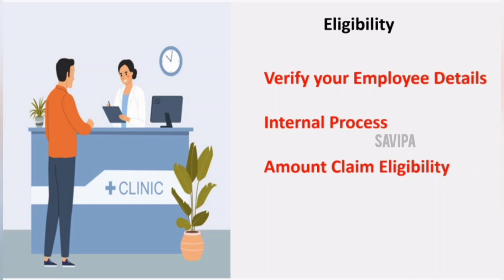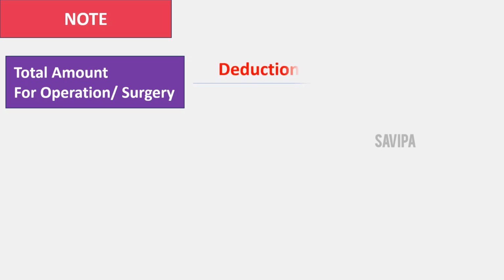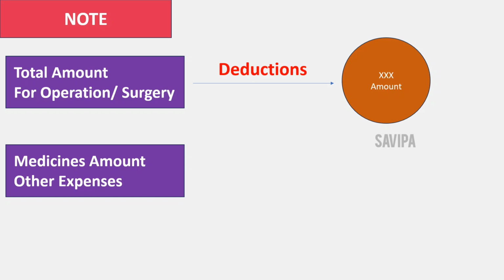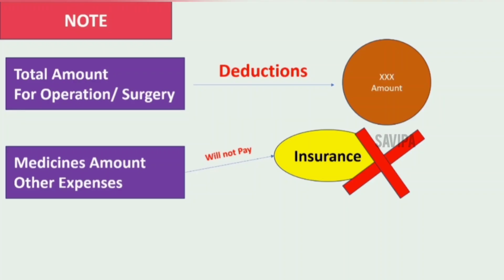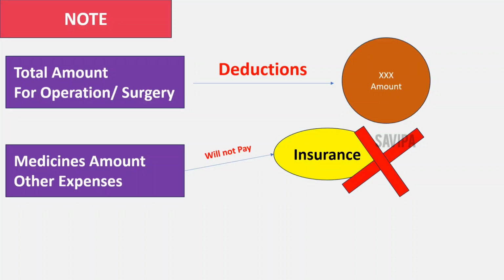Whatever the case, we won't get the total amount, guys. Some amount will be deducted, right? That amount you need to pay. And the second thing you need to remember is that after or during the operation, they will give you some medicines and there may be other expenses, like food or something. That amount also will not be covered under insurance. I came to know these things from the subscribers, who told me that the medicines amount will not be covered under insurance. So you need to self-pay.